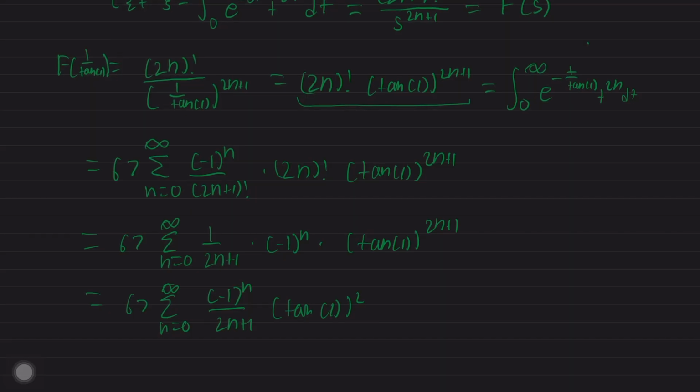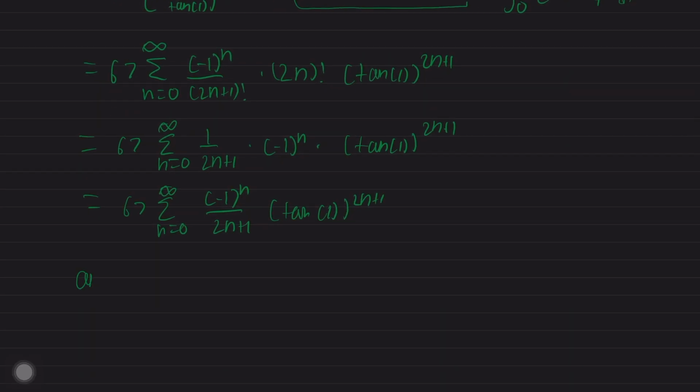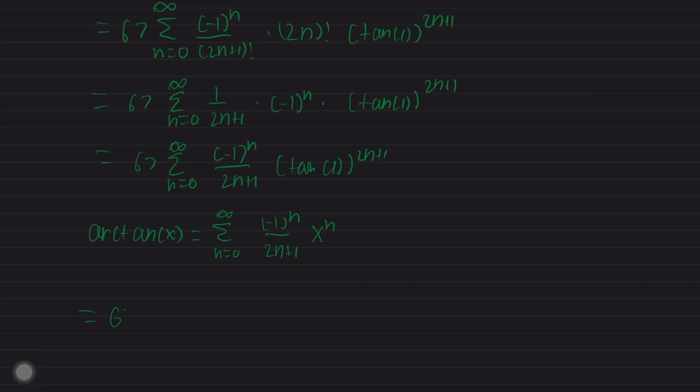This is the Taylor series of arctan of x. So let's write this out. Arctan of x is equal to the sum from n equals 0 to infinity of 1 over 2n plus 1, negative 1 to the nth, x to the 2n plus 1. Here we just plugged in x equals tangent of 1. So now we can use this and write arctan of tangent of 1. So we just plug in our value of x. So this gives us 67.